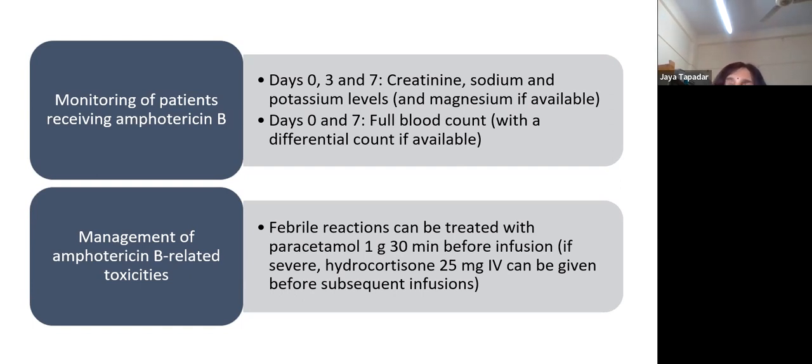So you pre-medicate the patient with paracetamol, and at times we give Avil also because the fever comes with chills and rigors. So we give Avil and paracetamol as a pre-medication, and very, very rarely if the patient has a very severe reaction, we give hydrocortisone, because I don't want to give hydrocortisone in a patient who's having fungal infection. Okay, next.